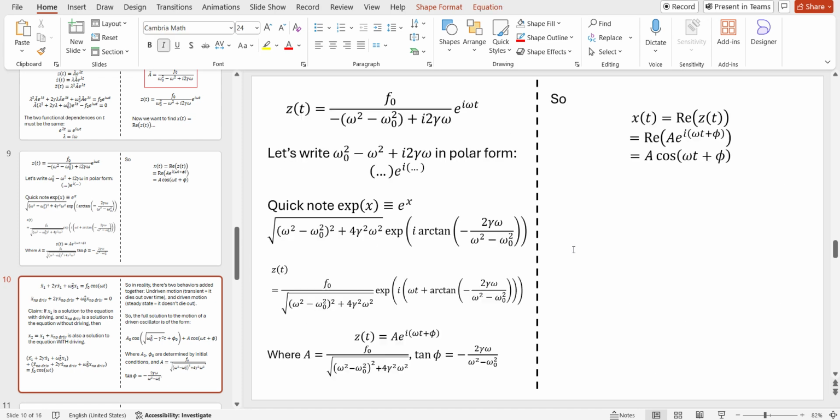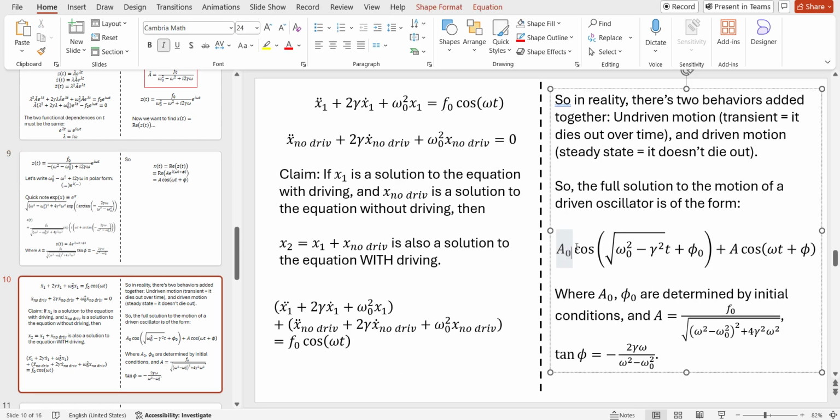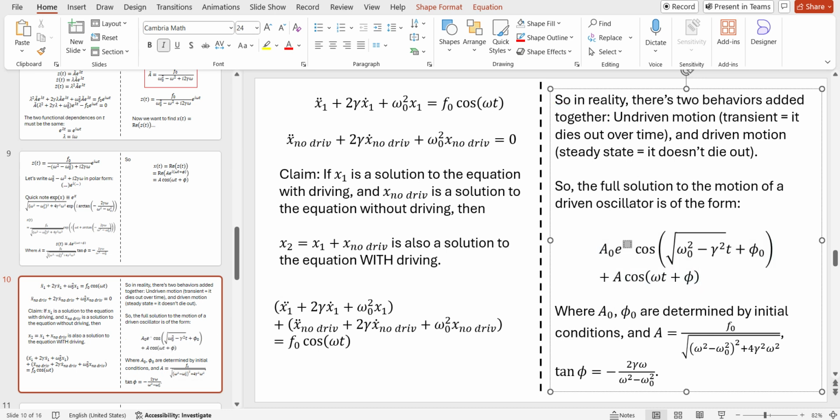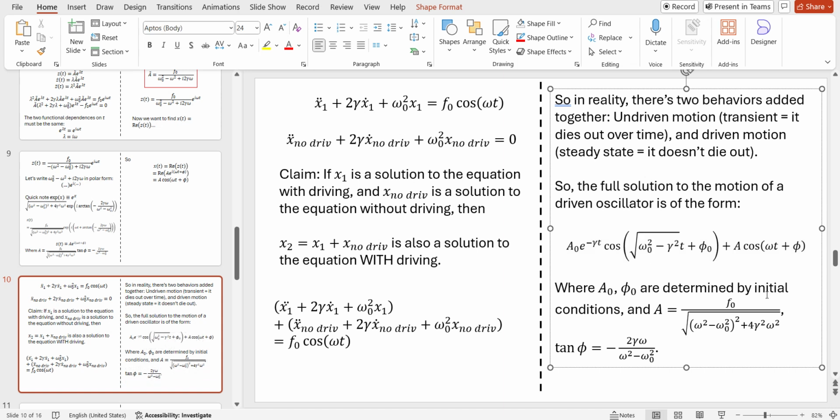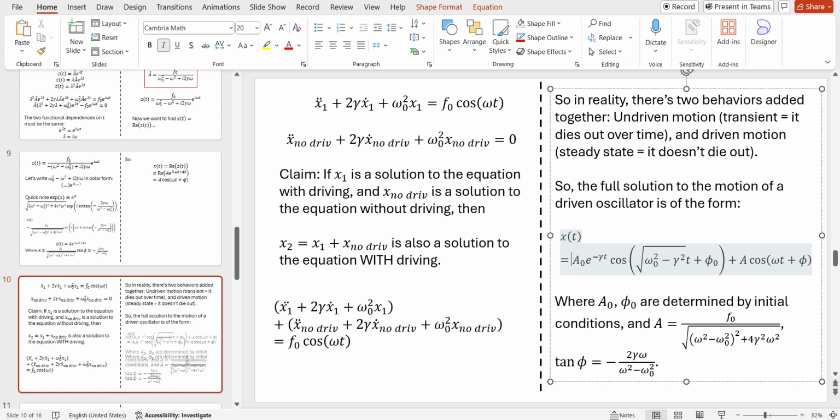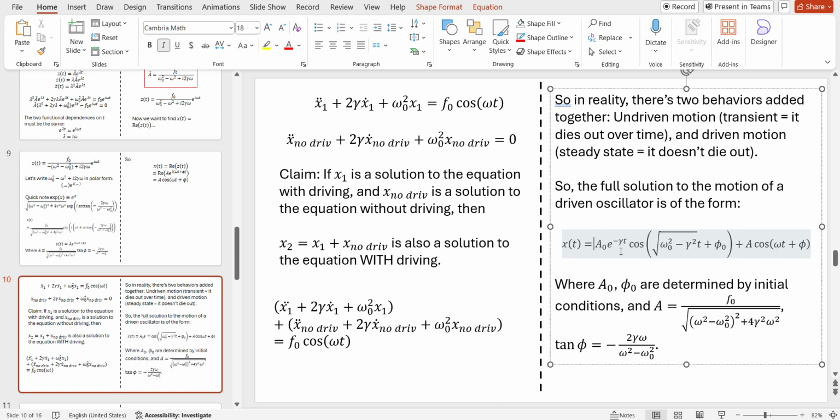Oh, I'm sorry, I forgot something here. That's totally my bad. Maybe some of you caught this. This should have an e to the minus gamma t, otherwise it doesn't decay. That's my bad. And this is x of t, this is the full solution. X of t is this whole thing.